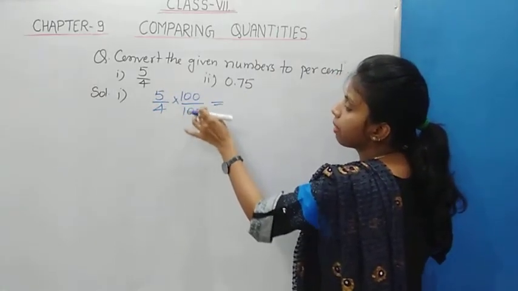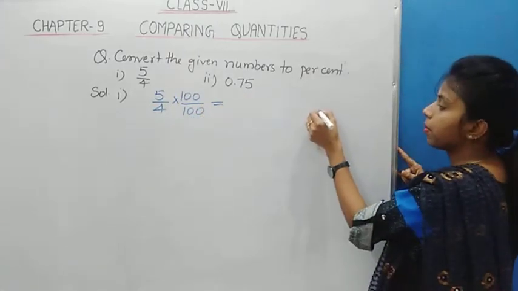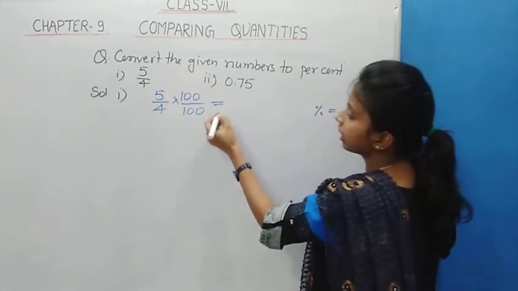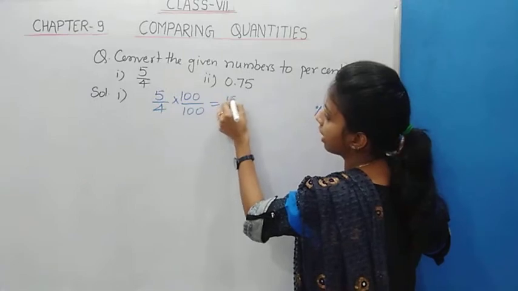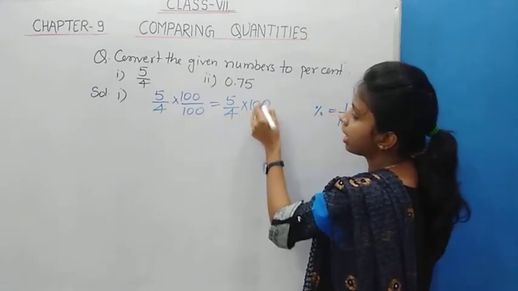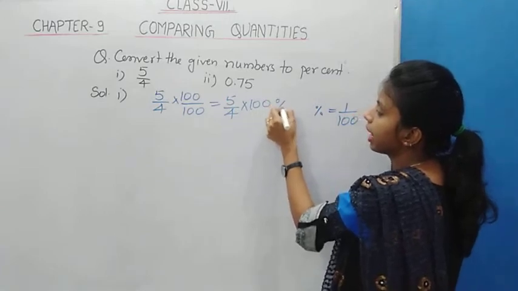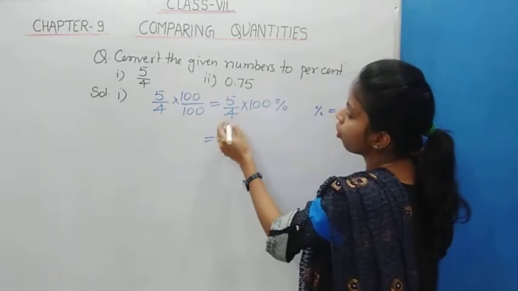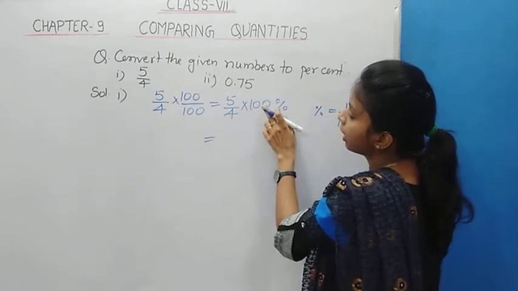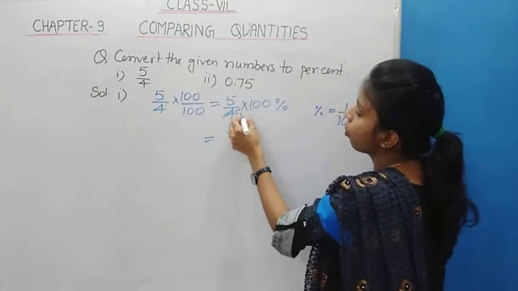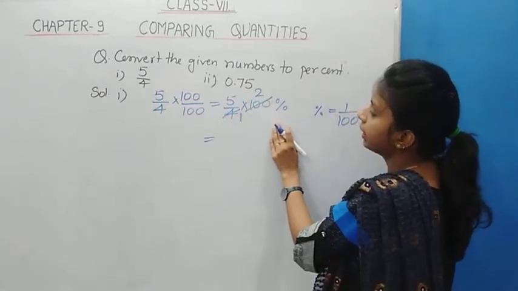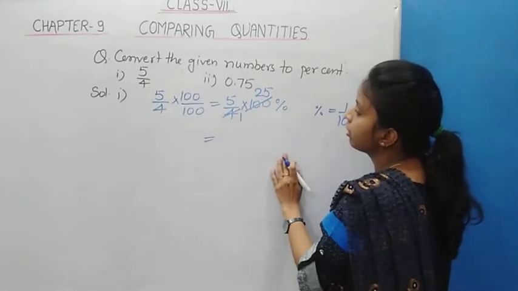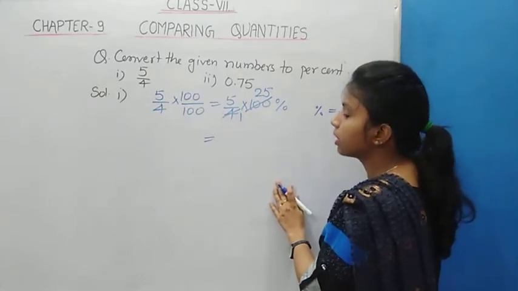Now 1 by 100 means percentage. We know that percentage means per 100. So we can write this as 5 by 4 into 100, and this 1 by 100 can be written as the percentage symbol. Okay, now let's simplify this. 4 cancels with 100: 4 ones are 4, 4 twos are 8, 4 fives are 20, so 100 divided by 4 is 25. Now 5 into 25.